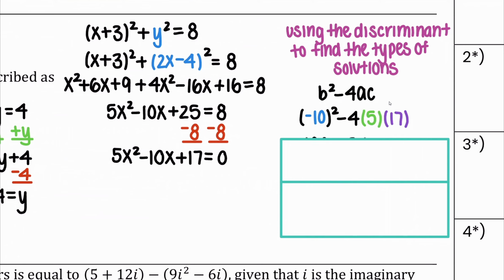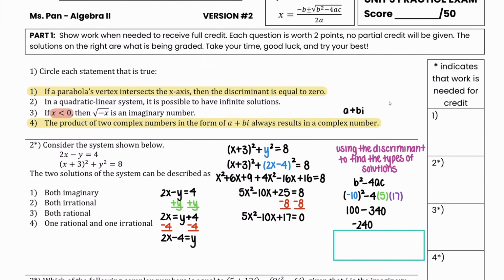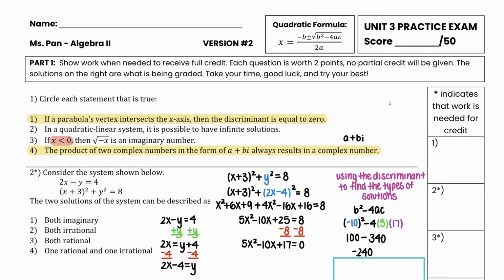So then that's going to give us negative 10 squared minus 4 times 5 times 17. Or in other words, 100 minus 340, which gives us negative 240. So once again, the discriminant is the radicand of the quadratic formula over here.